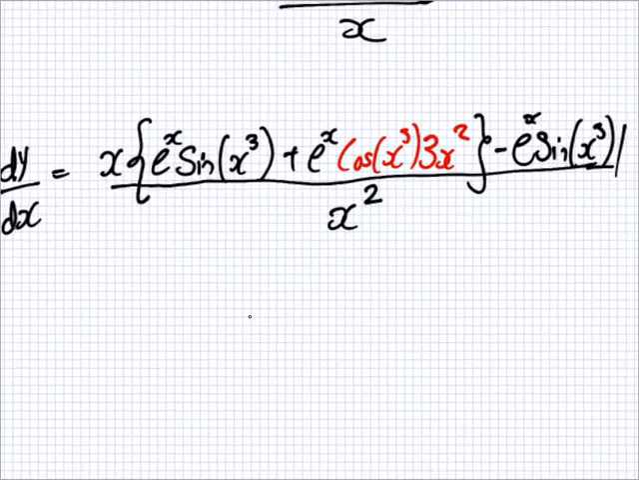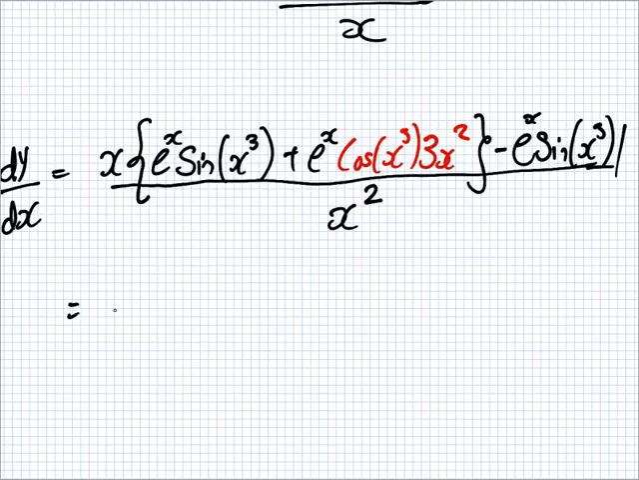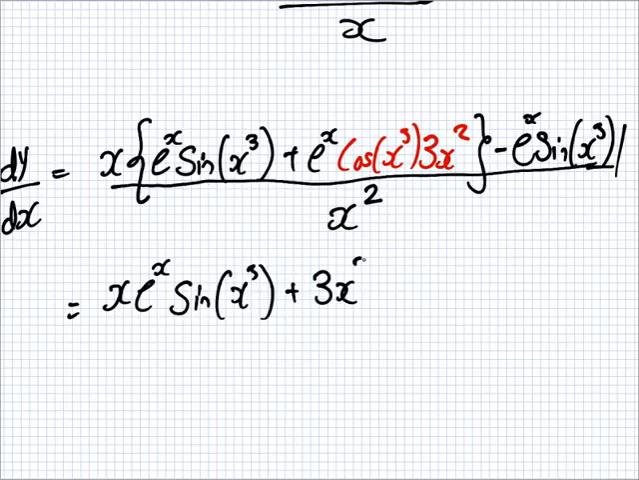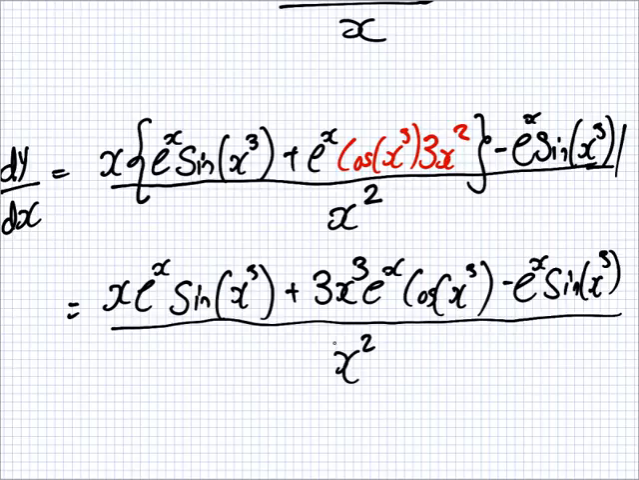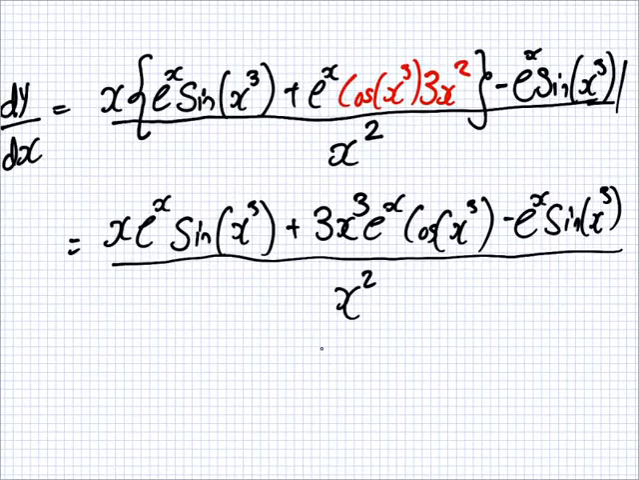You don't have to clean this up. I'll clean it up a little bit. This will be e^x sine x cubed plus 3x squared e^x cos x cubed minus e^x sine x cubed all over x squared. Yeah, you could take e^x out if you wanted to. But anyways, we can just leave it like that.